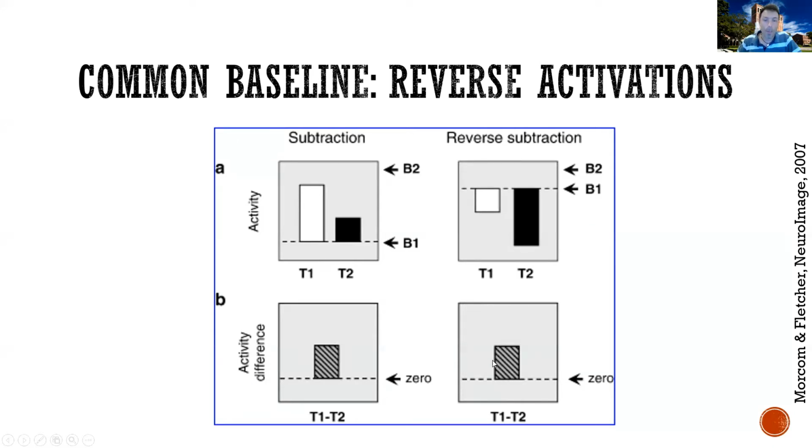So when you get a significant difference between a task and a baseline, a task and a control task, you want to ensure that you're getting the difference because it's more active in one versus the other, and not just less active compared to the baseline. And these are known as reverse activations or reverse subtraction.